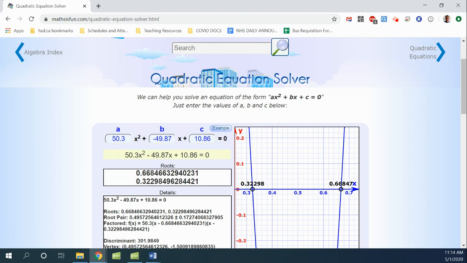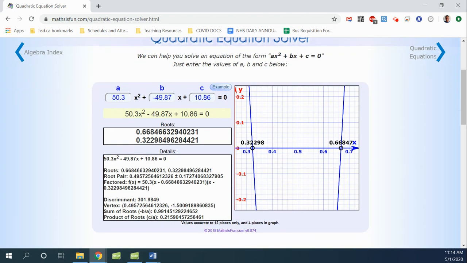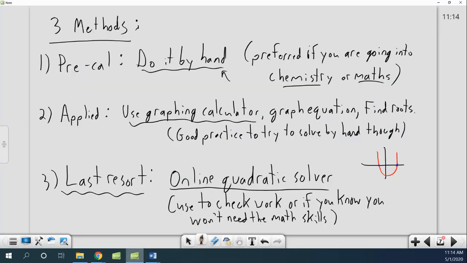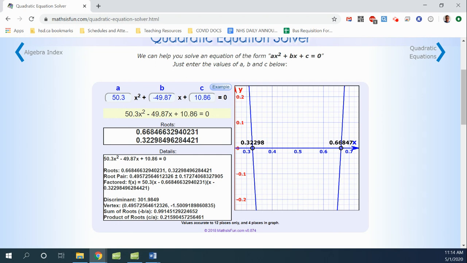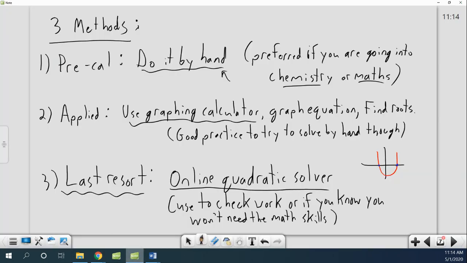So in this case, our answer should be 0.668 and 0.323. There are 2 possible answers here. And if you graph it, you see why. It gives you this nice U shape here, and you can see where it crosses our axis twice. Anyways, let's solve it by hand. We'll leave this window open in the background so we can check our work afterwards. But let's solve it by hand.